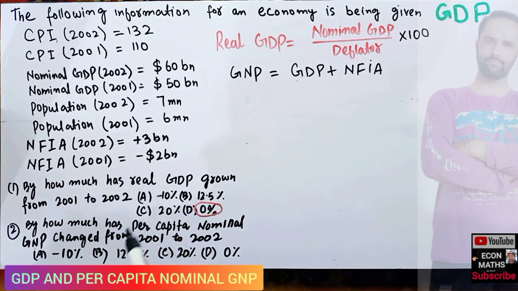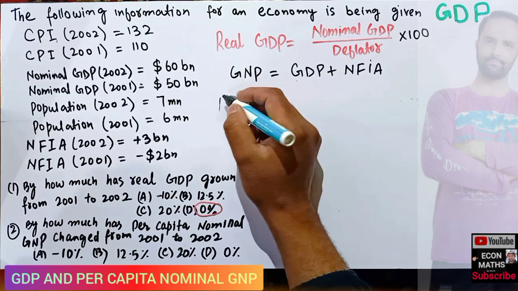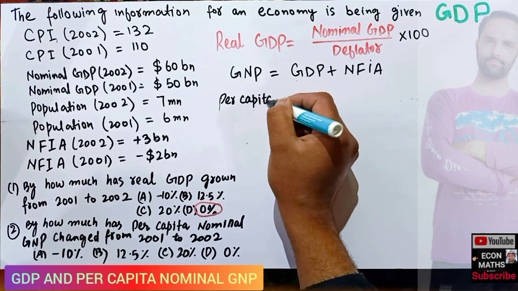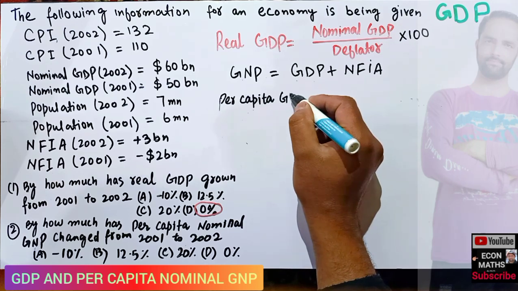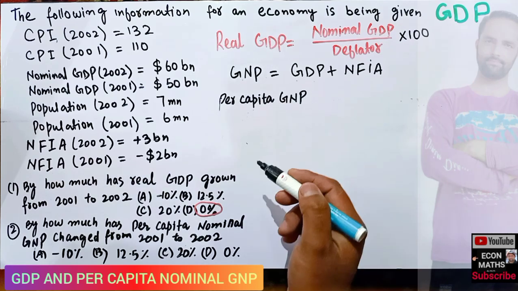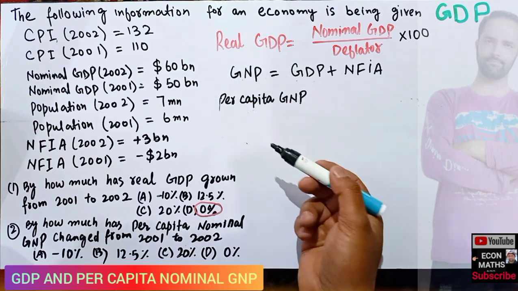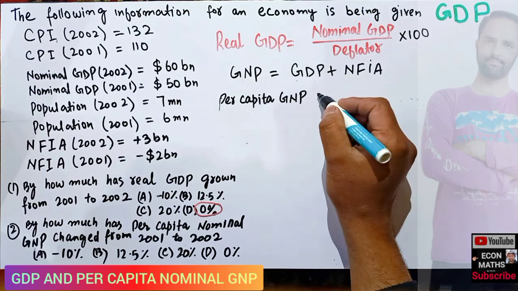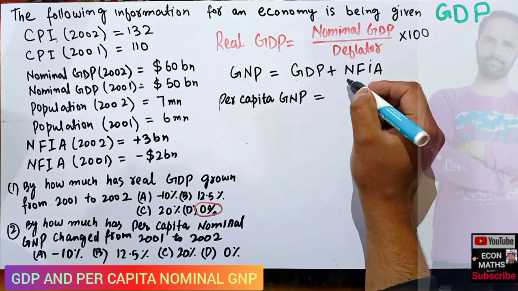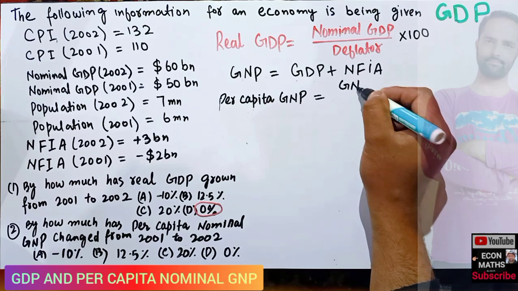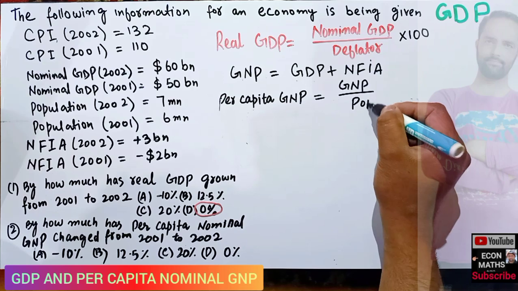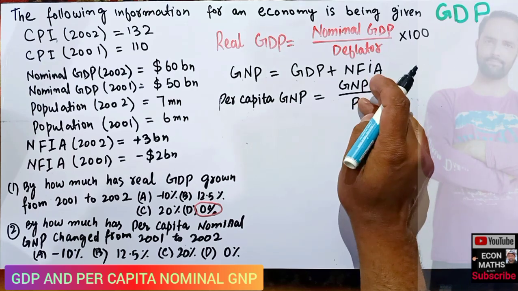Now what is meant by per capita? Per capita GNP. We have nominal GNP here, I will not write it, so you assume it is nominal. So per capita GNP is equal to nominal GNP upon population. Let me write P only for the population to save space.